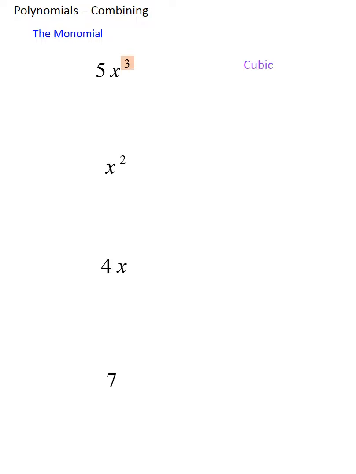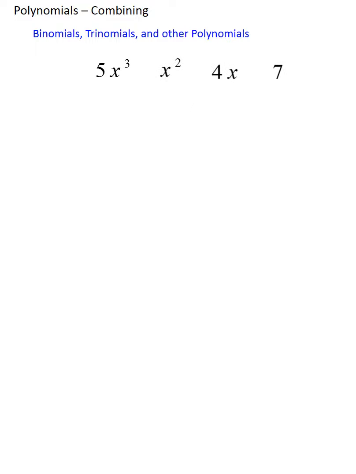Just a bit of vocabulary here: when we have a third-degree monomial, we call it a cubic monomial. A second-degree one is called a quadratic. One with a degree of 1 is called linear. And as we mentioned before, if there's no variable at all and the degree is 0, we call it a constant monomial.